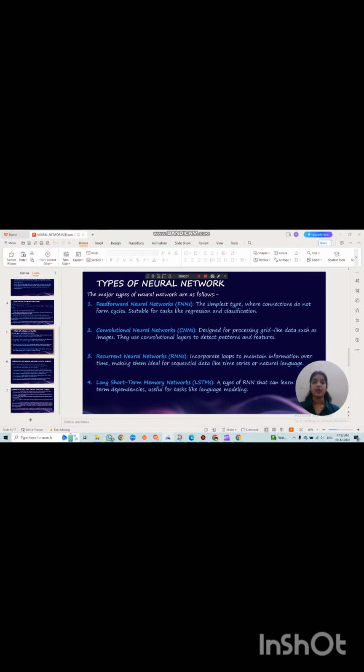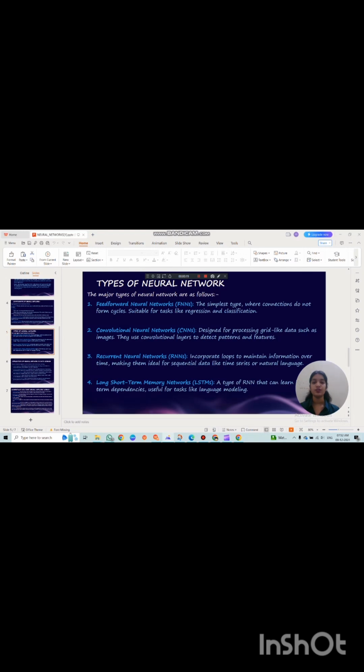Let's discuss some types of neural networks. The major types of neural networks are as follows. Number 1. Feed-forward neural network. It is the simplest type of neural network where the connections do not form cycles. They are suitable for tasks like regression and classification.